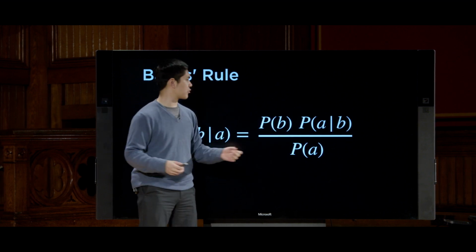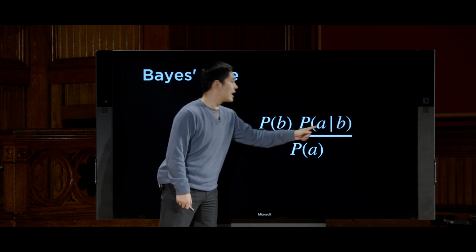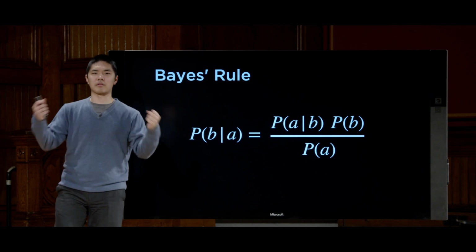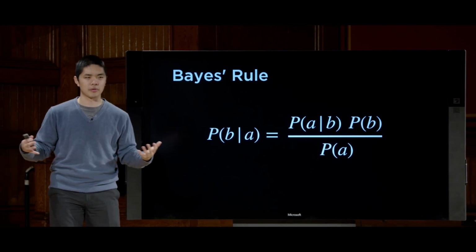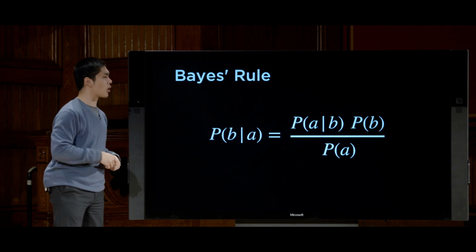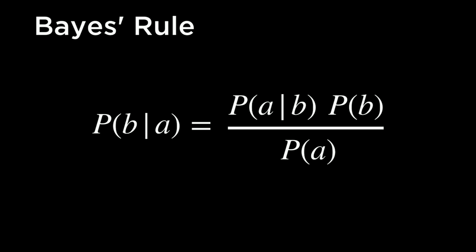And sometimes in Bayes' rule, you'll see the order of these two arguments switched. So instead of B times A given B, it'll be A given B times B. That ultimately doesn't matter, because in multiplication, you can switch the order of the two things you're multiplying, and it doesn't change the result. But this here right now is the most common formulation of Bayes' rule. The probability of B given A is equal to the probability of A given B times the probability of B divided by the probability of A.